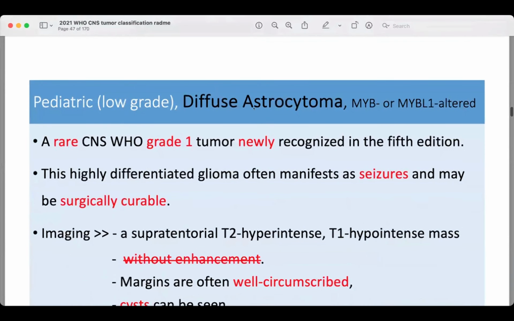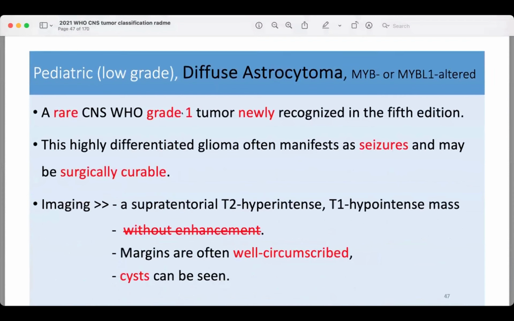The first one is the diffuse astrocytoma. It is a rare tumor, and it is always a grade 1 tumor, and it is newly introduced to the 5th edition. It is related to certain genetic mutations. And the most common presentation of this tumor is seizures, and hopefully it is surgically curable. After the tumor removal, the seizures stop.